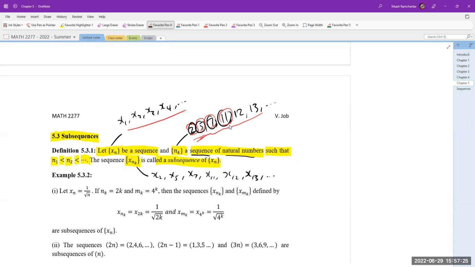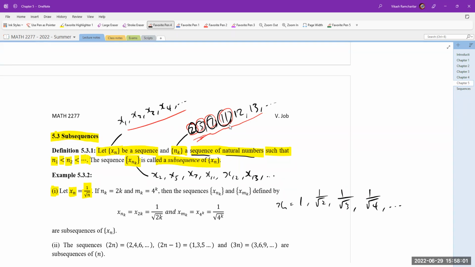But you don't even need to know what this index sequence is about to know what a subsequence is, right? If I give you an initial sequence, just pull out a bunch of terms from it and form a new sequence with that. That's a subsequence. So for example, if your sequence x_n is 1 over root n, let's write out a couple terms of this sequence. So it's 1, 1 over root 2, 1 over root 3, 1 over root 4, and so on.